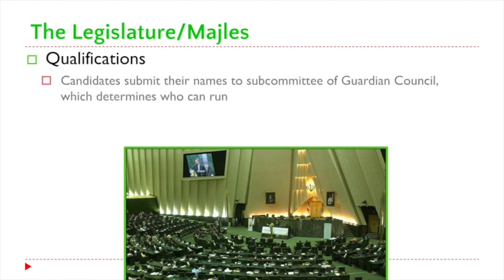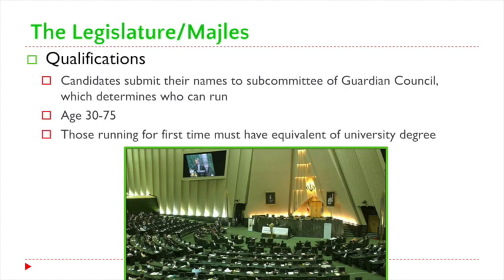Now, the Majles has some qualifications as well. They have age minimums and age maximums. They once again have to have the Guardian Council vet their candidates. And what I always find interesting is if you're running for the first time for the Majles, you have to have a university degree. So you have an interesting requirement to be in the legislature of an education.